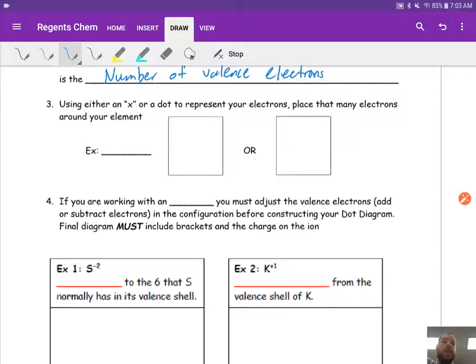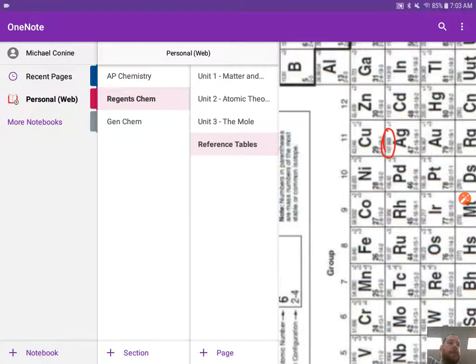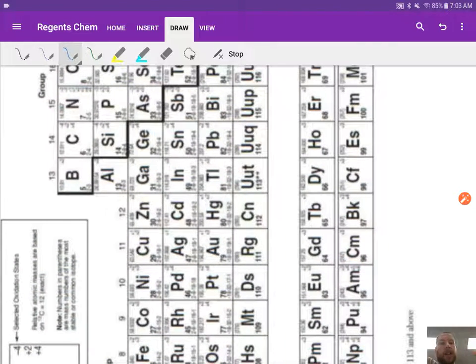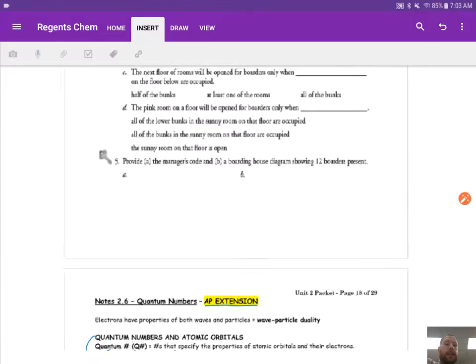So our example we're going to do is carbon. Look on your periodic table. What's the symbol for carbon? Should be an easy one. It's a C. If you look at the last number in carbon, there's 4. So 4 dots are what we need to show.